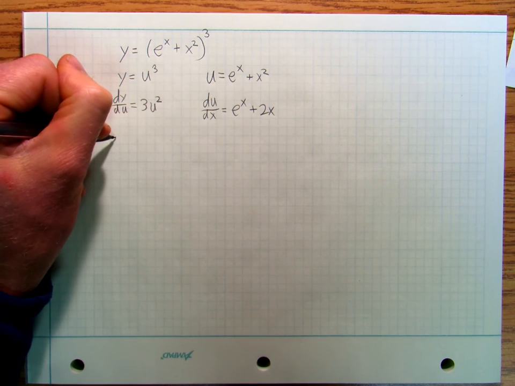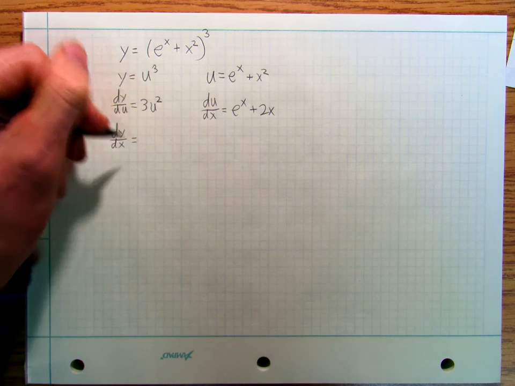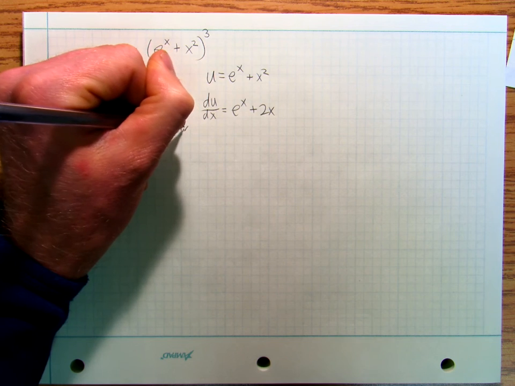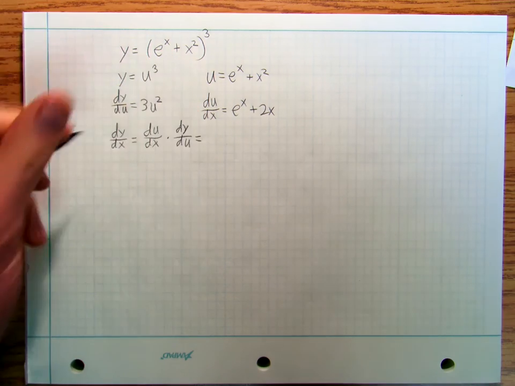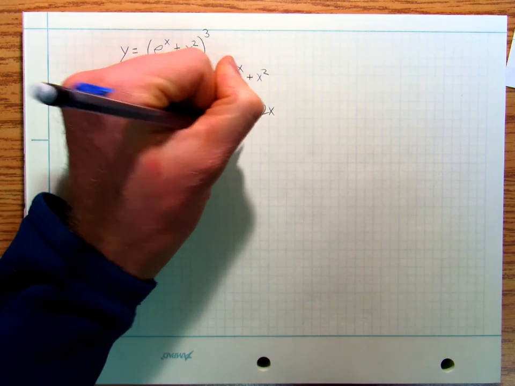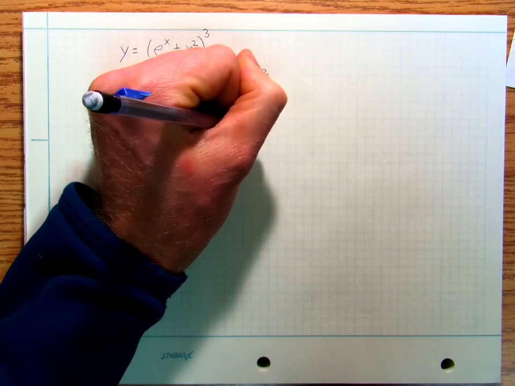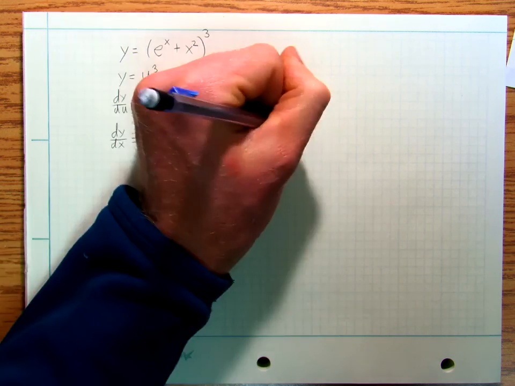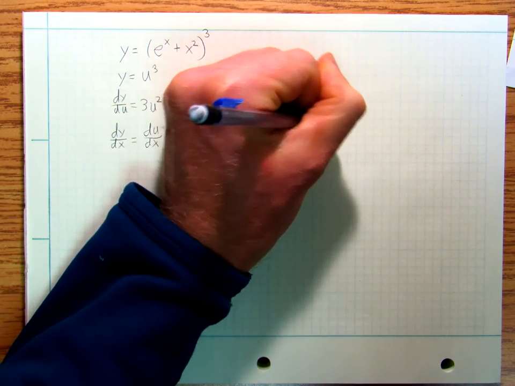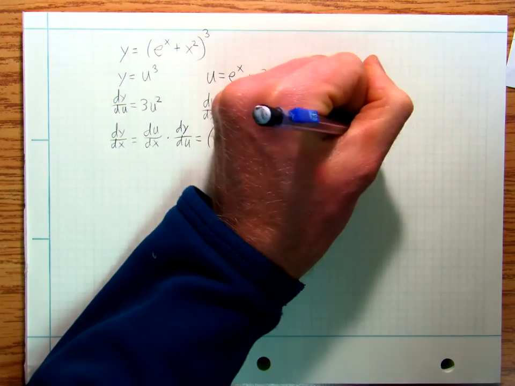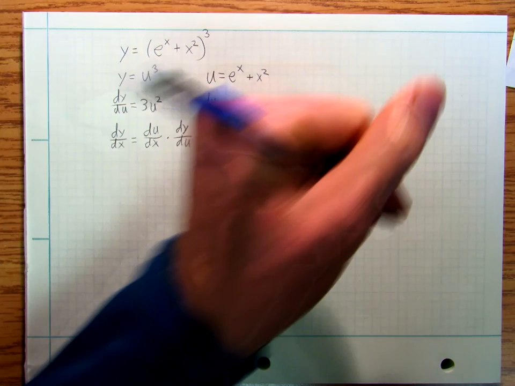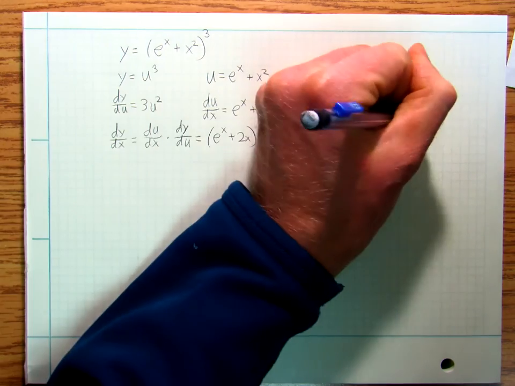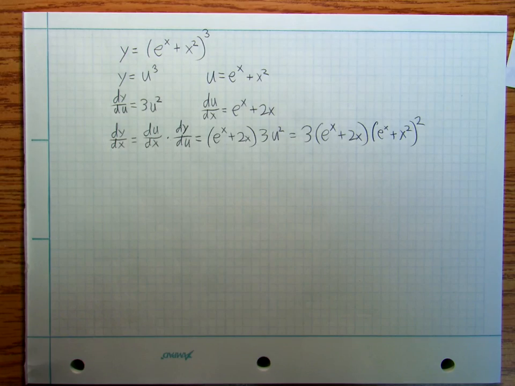And so then dy dx is equal to du dx times dy du. That's going to be equal to e to the x plus 2x times 3u squared. And so I'm going to move that 3 out front. 3 times e to the x plus 2x, u is that, and it's squared. So there's my answer.